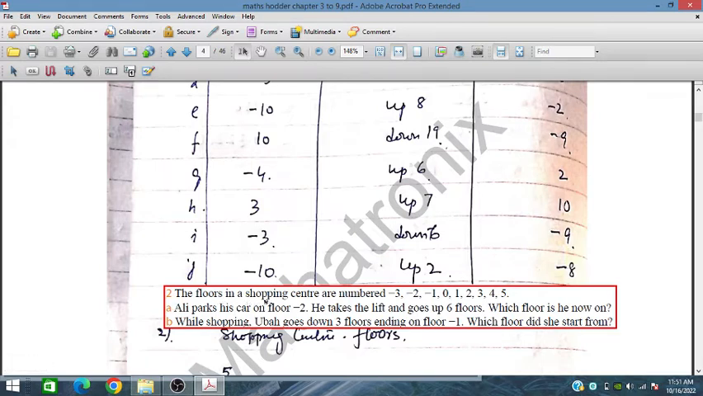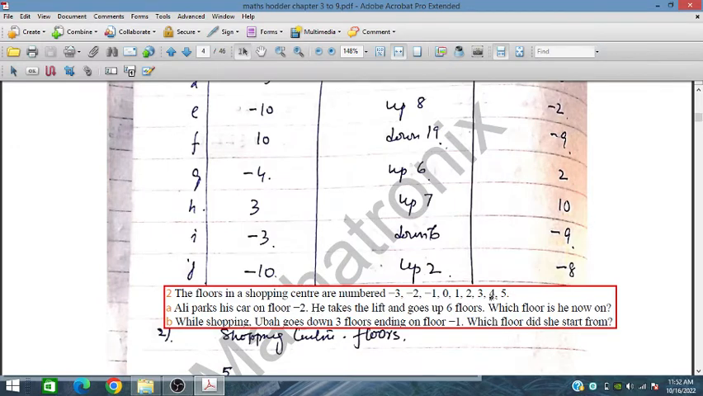The floors in a shopping center were numbered like this. Usually we have seen this is the ground floor and this is -1, -2, -3 and this is +1, 2, 3, 4, 5. Ali parks his car on the basement floor, -2. He takes the lift and goes up 6 floors: 1, 2, 3, 4, 5, 6. So he reached floor number 4.